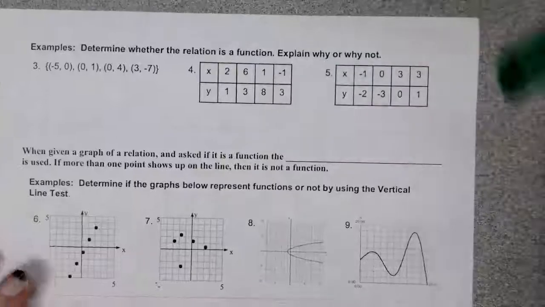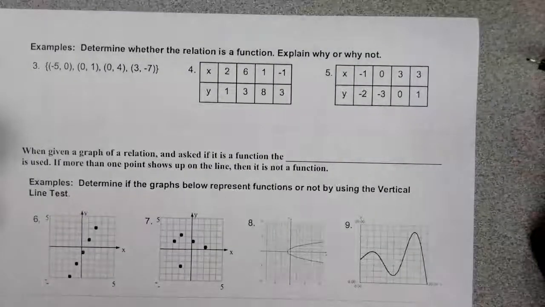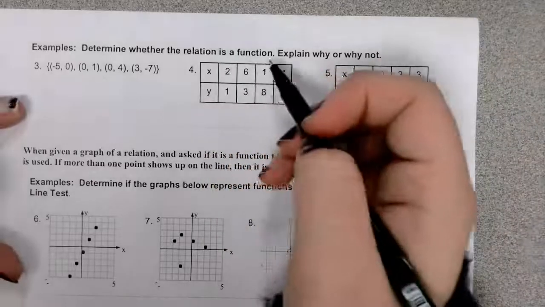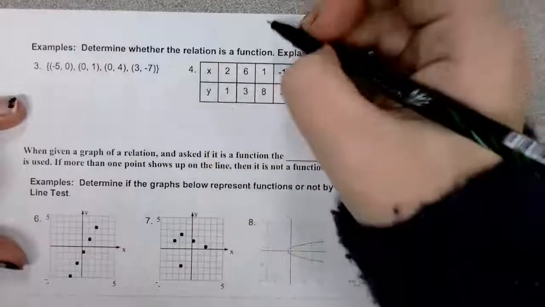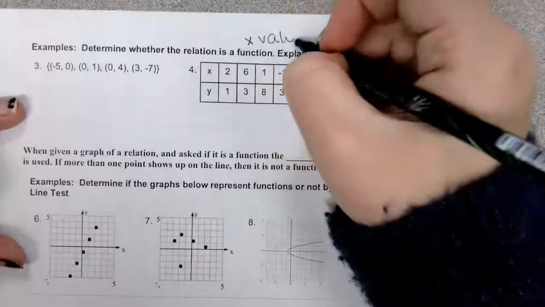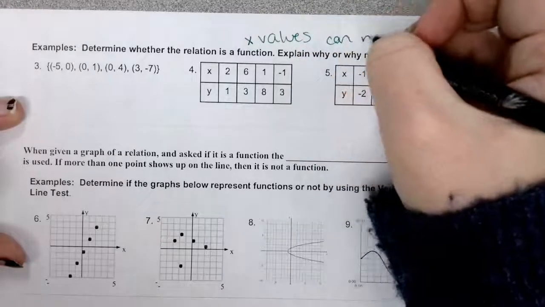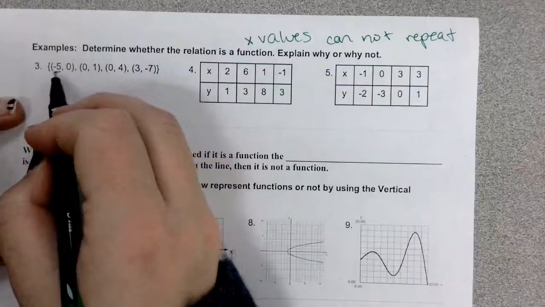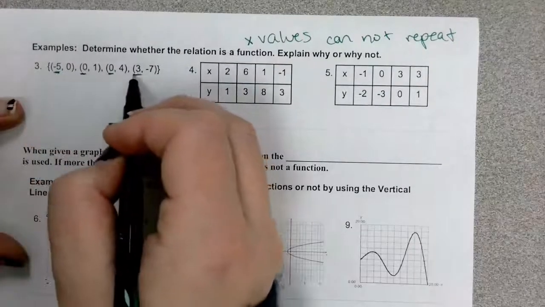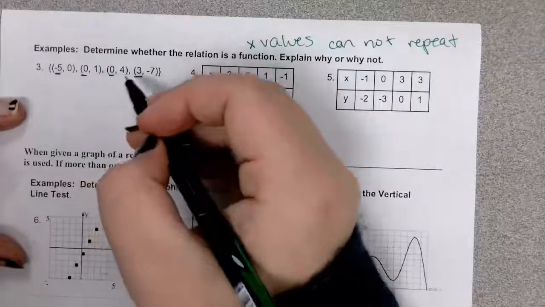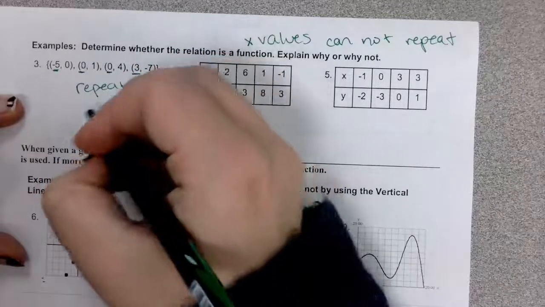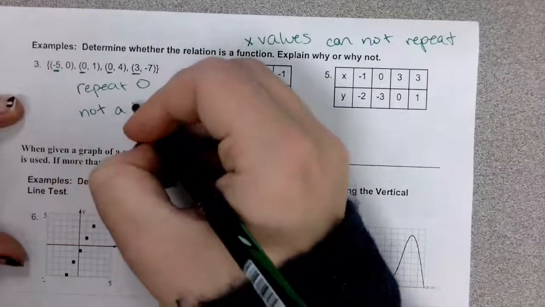Now on this side we are determining whether the relation is a function, and then we just explain why or why not. To determine if it's a function, we look at our x values. X values cannot repeat. So I have a negative 5, a 0, a 0, and a 3. And if you noticed, I repeated my zeros. So not a function.